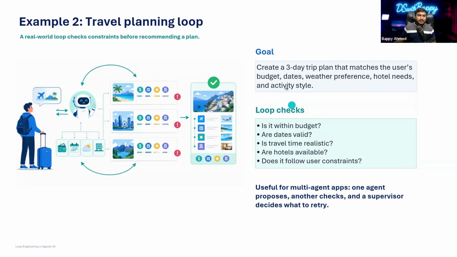So as you can see, the loop checks: is it within the budget, are the dates valid, is the travel time realistic, are hotels available, does it follow the user constraints. These are the checks it will do in the loop itself. If it matches, then you will get the final travel planning output. Otherwise, this loop will continuously run until you get this particular response.